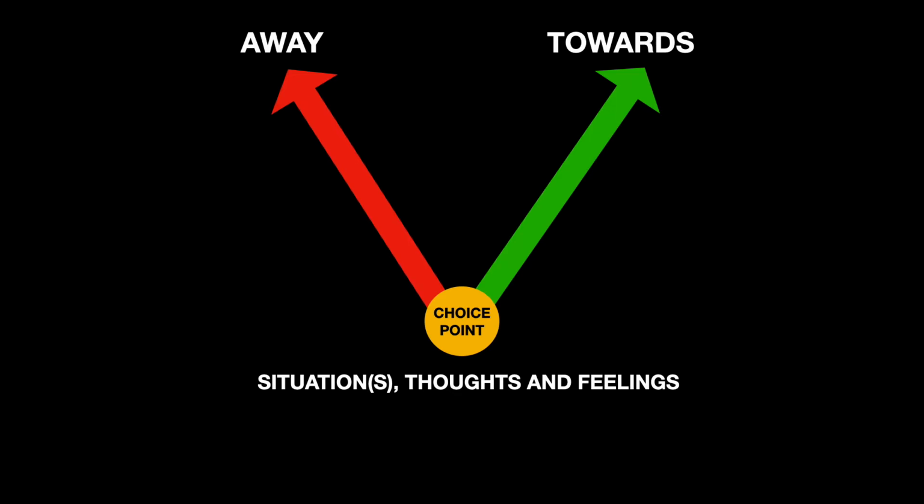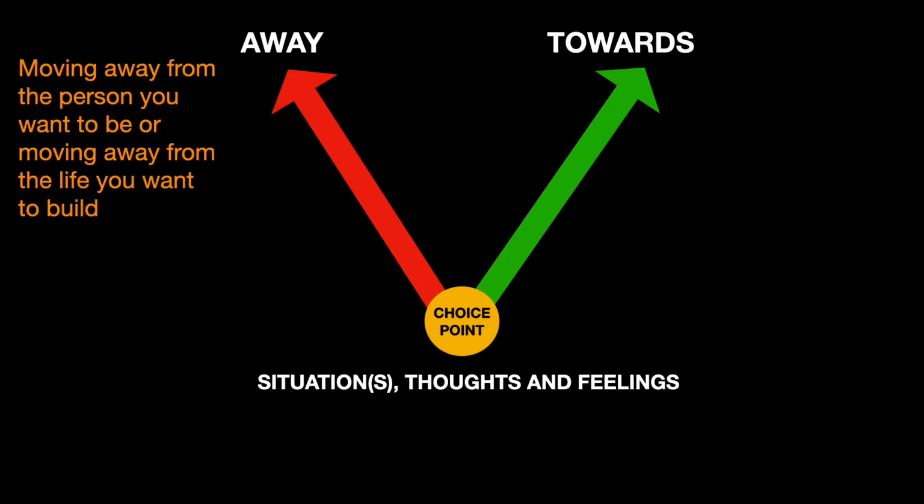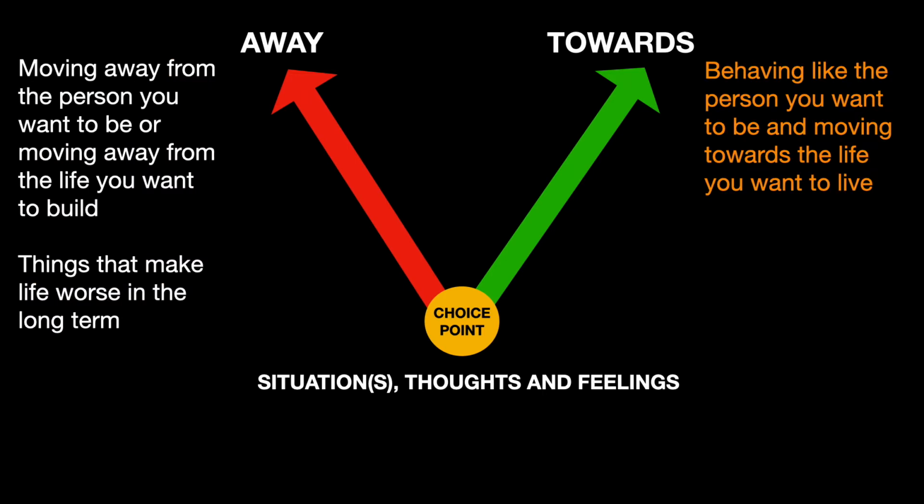On the diagram, you can see there are arrows labelled away and towards. The away arrow means moving away from the person you want to be or moving away from the life you want to build. These are things that make life worse in the long term. The towards arrow means behaving like the person you want to be and moving towards the life you want to live. These things will make life better in the long term.